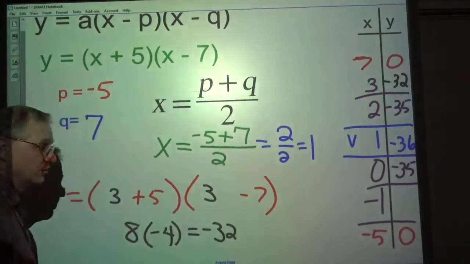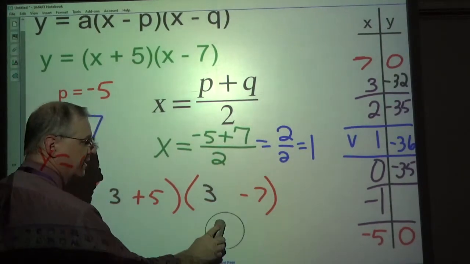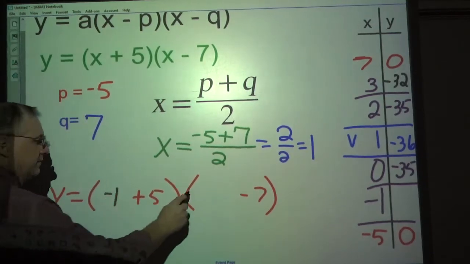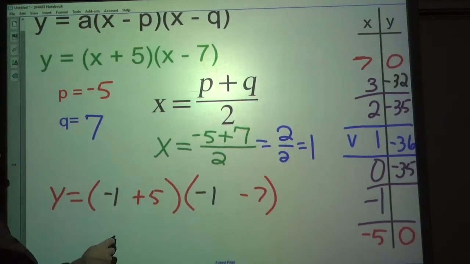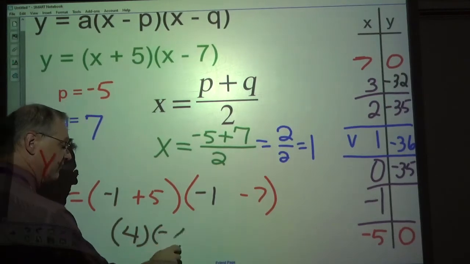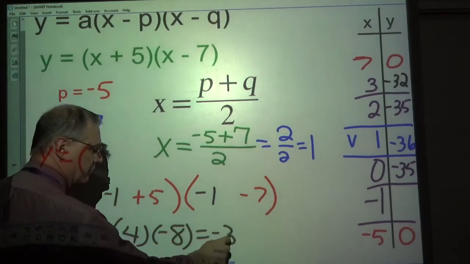And of course, we should get the same when we plug in negative 1. Let's see. Make sure we get the same. Negative 1 plus 5 is 4. Negative 1 minus 7 is negative 8. Look at that. Negative 32.